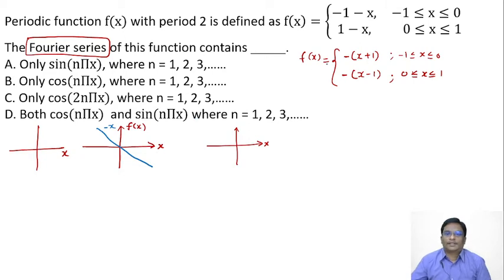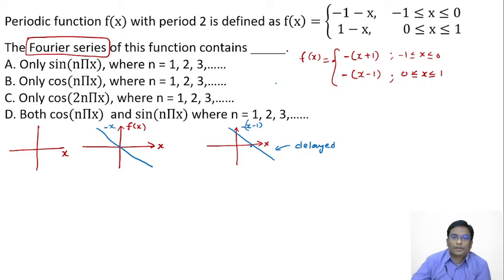Next, minus of x minus 1. If I want to plot this one, when compared to this signal, it is delayed by 1 unit. This is minus x only. This signal is delayed by 1 unit. Delayed signal.